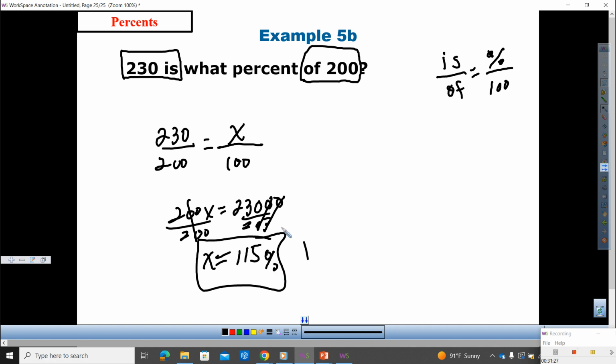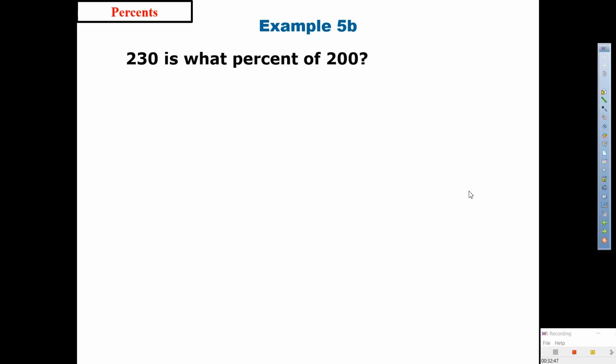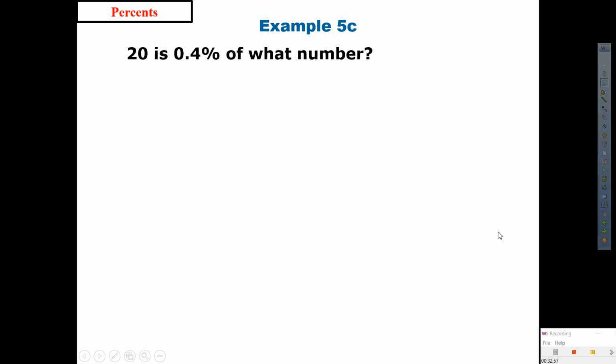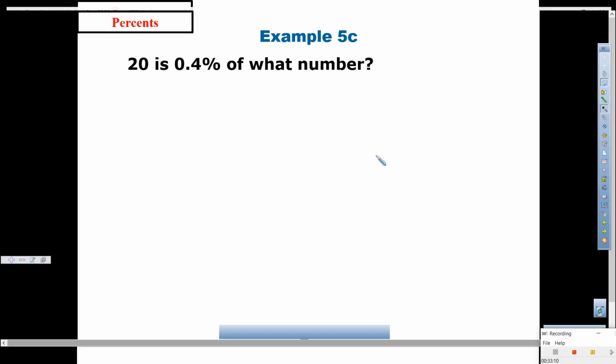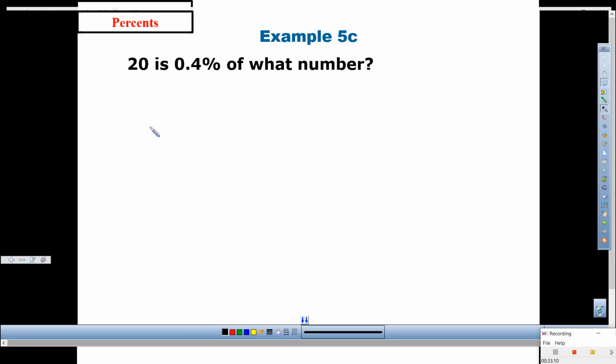Yes? All right. Let's do another one. Copy this one. Example 5C. Let's see if you can do that one by yourself. 20 is 0.4% of what number? 20 is 0.4% of what number? All right, I think we got it. Let's see. Serena's going to help us set it up. Serena, tell me what to write.